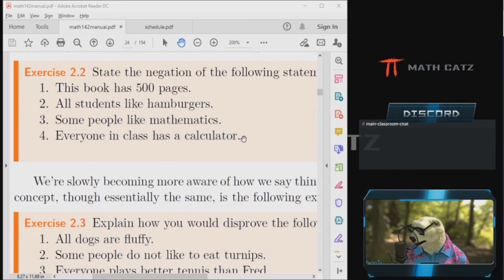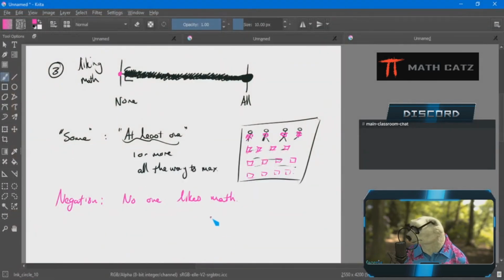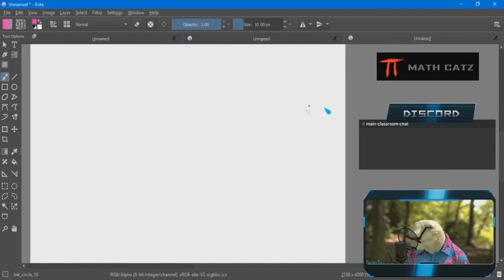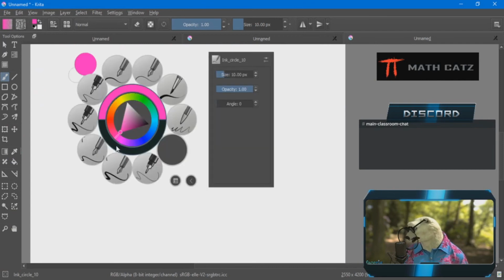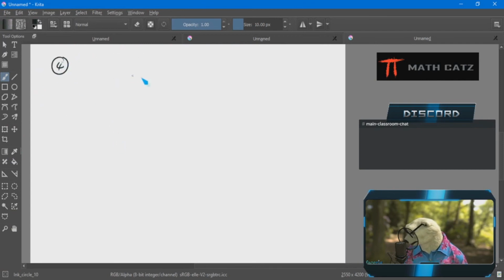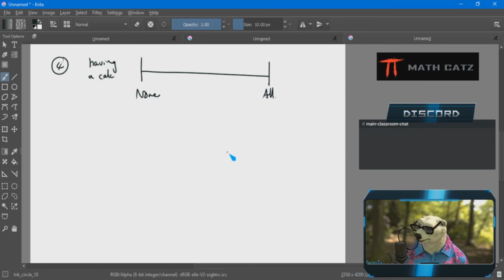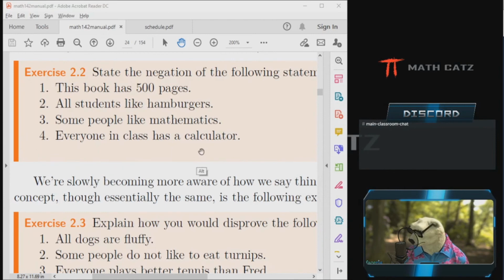We have one more. Everyone in class has a calculator. Let me just make space here. Okay, I think I'm still pink here. 4. So now it's about having a calculator. And again, it could range from no one to everyone. I have to first evaluate, when is this given statement true? Everyone in class has a calculator.